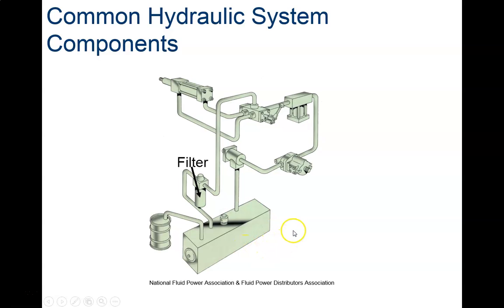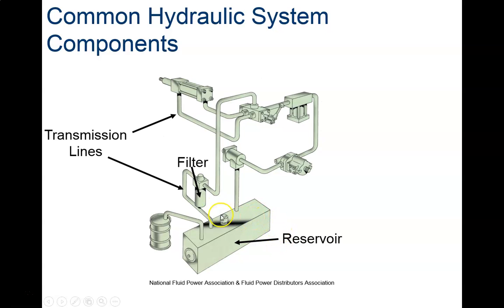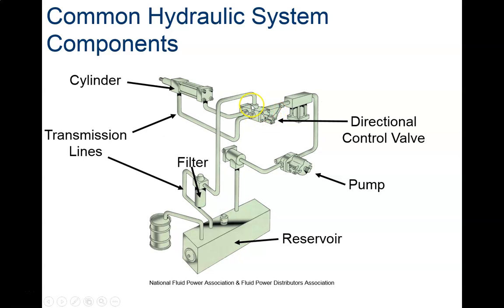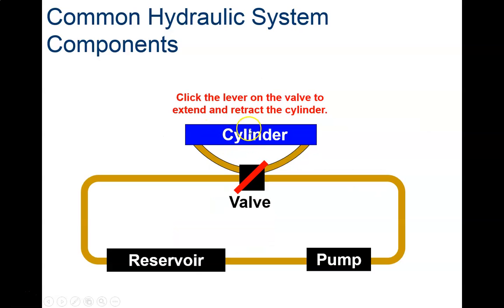So some common components on a hydraulic system. We've got a reservoir. We've got transmission lines. We've got a filter. Again, typically you find filters on these systems too. You've got a pump, which is pressurizing the fluid, drawing the fluid from the reservoir, sending it to whatever that is. And then here we've got a control valve, and here's an output cylinder. So I would use this valve to extend and retract this piston, and that sort of thing. So click on the lever on the valve and to restrict.